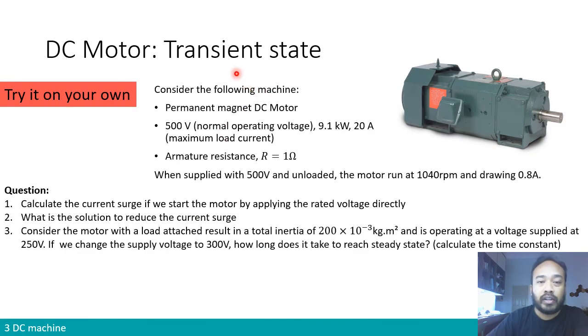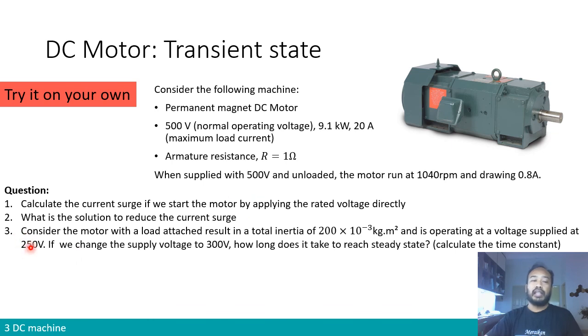So in order to test our understanding of the machine, I would strongly suggest that you do this exercise on your own. We are still using the same machine that we have seen last week. We have several questions. The first asks us to calculate the surge current if you start the machine by applying the rated voltage directly. What is the solution to reduce the current surge that you found in question number one?